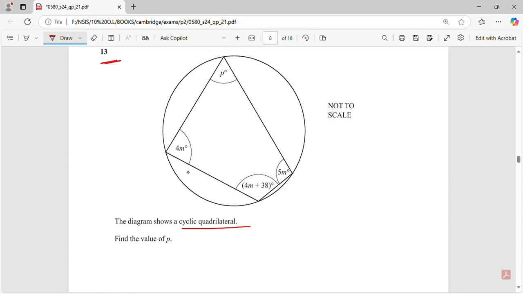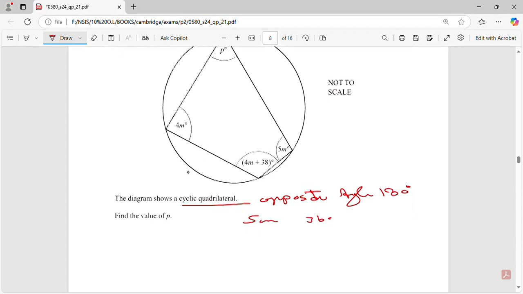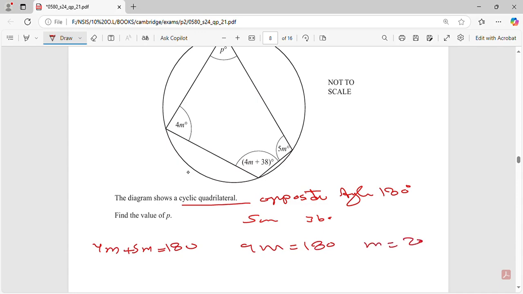Perfect, opposite angles are at 180 degrees, and the summation of angles, of course, is 360. So let's try the first. It will be 4m plus 5m equal 180. So 9m equal 180, so m equal 20. So this is for this one, right?